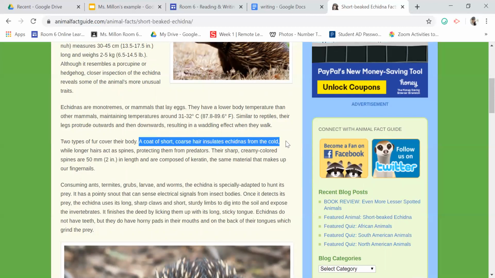So what does that really mean? If I'm going to take those notes, I'm not going to copy paste this. I want to make sense of it so that I understand what the author's telling me here about their adaptation. So what this really means in my own words is that one of their adaptations is they have this really short hair that helps keep them warm, because it says here it insulates echidnas from the cold, right?